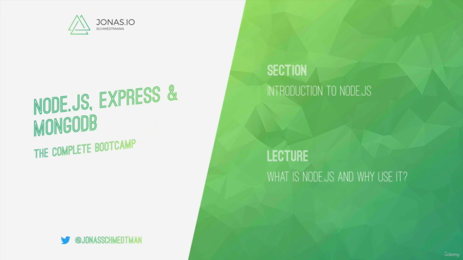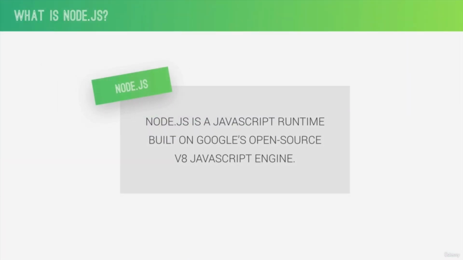Now, before diving into some Node.js code, let's do a high-level overview of what Node.js actually is, what we use it for, and why we use Node instead of other technologies. So, the official definition is that Node.js is a JavaScript runtime built on Google's open source V8 JavaScript engine. Now, what does that actually mean? Well, let's start by trying to understand what a JavaScript runtime and the V8 engine actually are.